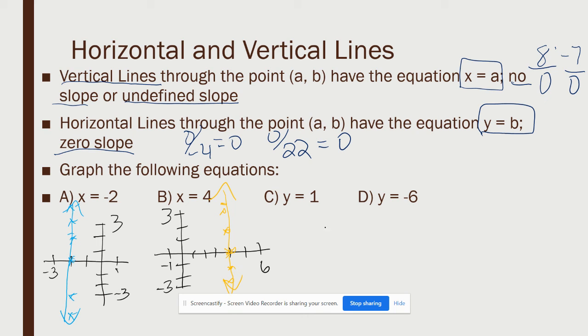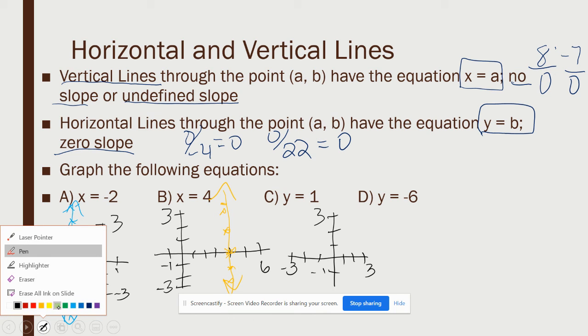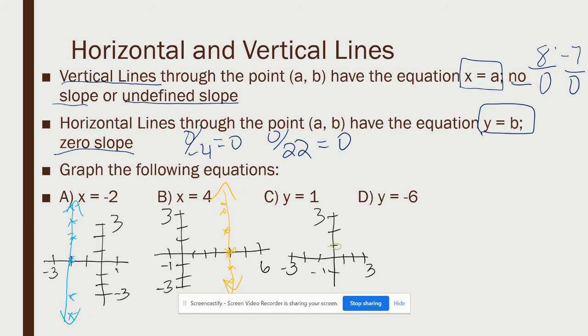Y is equal to 1. So now we're talking about y. We don't care about x because x is not anywhere in this equation. Where is y 1? Well, y is 1 here, here, here, here, here. That's why this is a horizontal line.